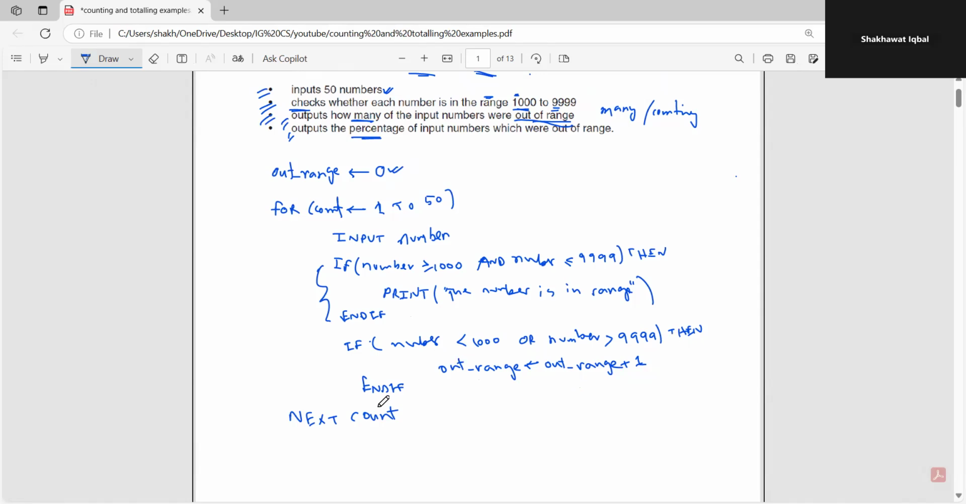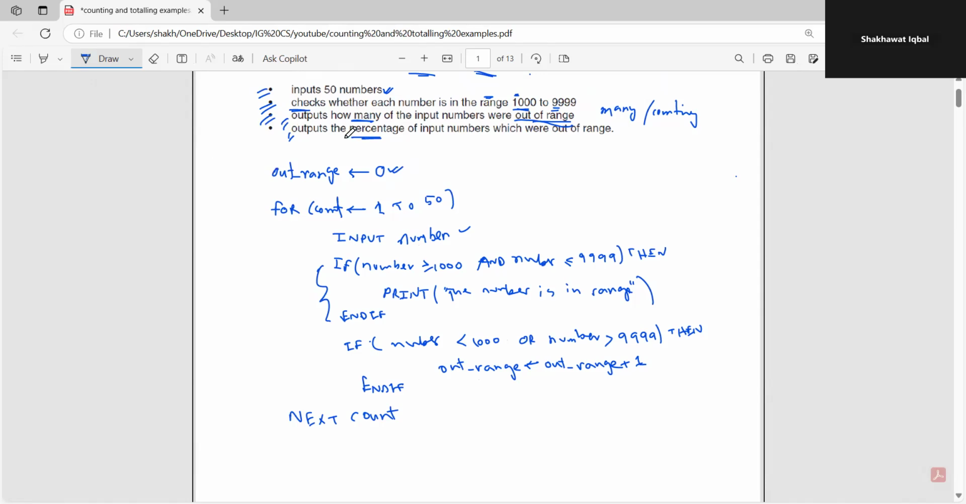Then we will go for the next number. Then the number will be entered. Then we will do the same thing. The number 3 will be entered, whatever number you have. You have to check whether the number is in range, and if the number is out of range, you have to calculate how many are out of range.